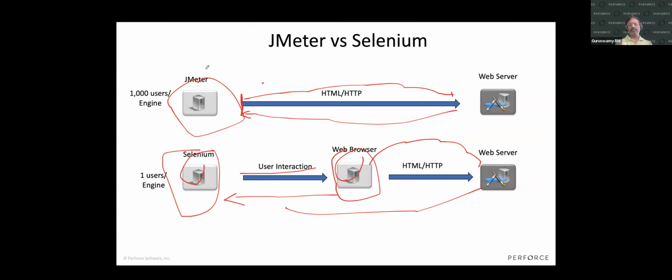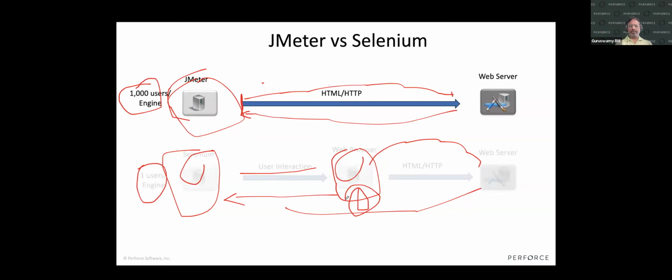So that's the reason. When you talk about JMeter, it is more than 1,000 users, any number of users. But with Selenium, it should be very minimal, like one user, because we are using real web browsers for testing. This could be mobile devices as well, not just web browsers.